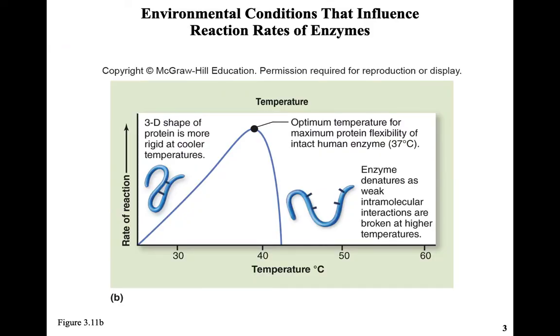So we need to know the effect of different things on reaction rates. The first one is temperature. Generally, as you increase the temperature, you're going to increase the reaction rate, just because molecules are moving faster when they're hotter. But you'll get to a point where you break the enzymes, you break the hydrogen bonds in the enzymes, and then they don't work anymore. So generally, increasing temperature increases the reaction rate.